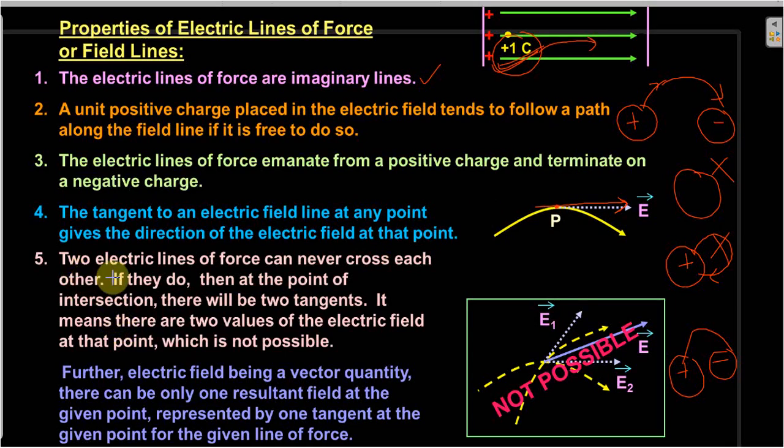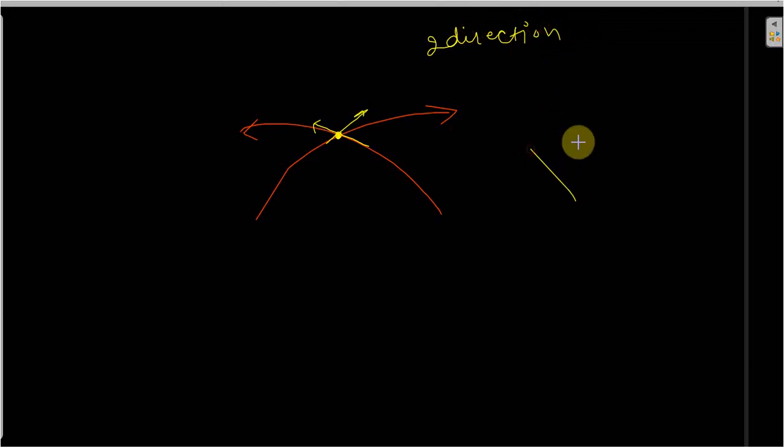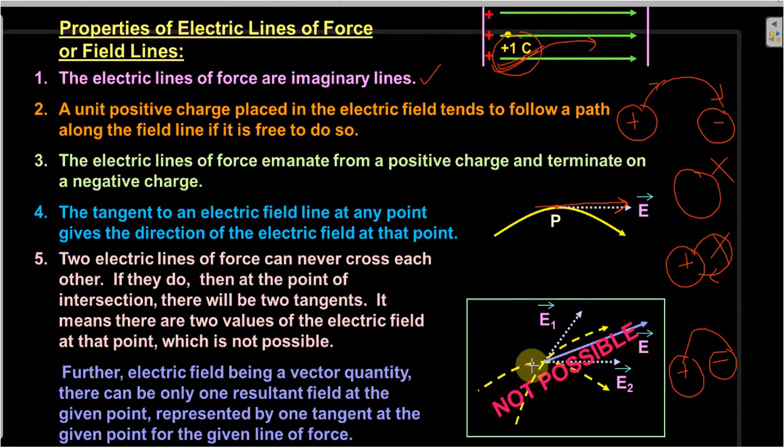Next, two electric lines of force can never cross each other. So if we have two field lines which are crossing each other, what does it mean? If two field lines are crossing each other, you can draw two tangents there, and you are drawing two tangents at a single point and it is indicating two directions. Two directions at a point is not possible. So that's why two field lines cannot intersect each other. Okay, so two field lines at a point is not possible.